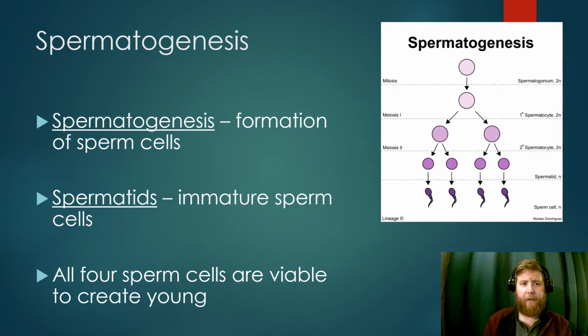In boys, we go through the process of spermatogenesis, where this formation of sperm cells happens. It starts from 1 cell that goes into 4 sperm, and right along the line, before they become mature, they become spermatids, which are these immature sperm cells. They will mature later and then be ready for reproduction. But in males, all 4 of these cells are viable to create young. It's going to be a little bit different from females, but in males, meiosis makes 4 sex cells.